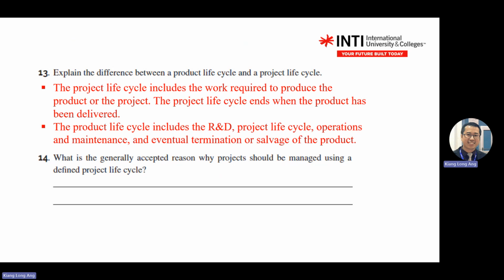Project life cycle is more on the work, right? It's more on the work. And project life cycle and when you deliver the products. What is the generally accepted reason why a project should be managed using a defined project life cycle? So it asks you the first one. Why should a project be managed here? Because it's more effective control.